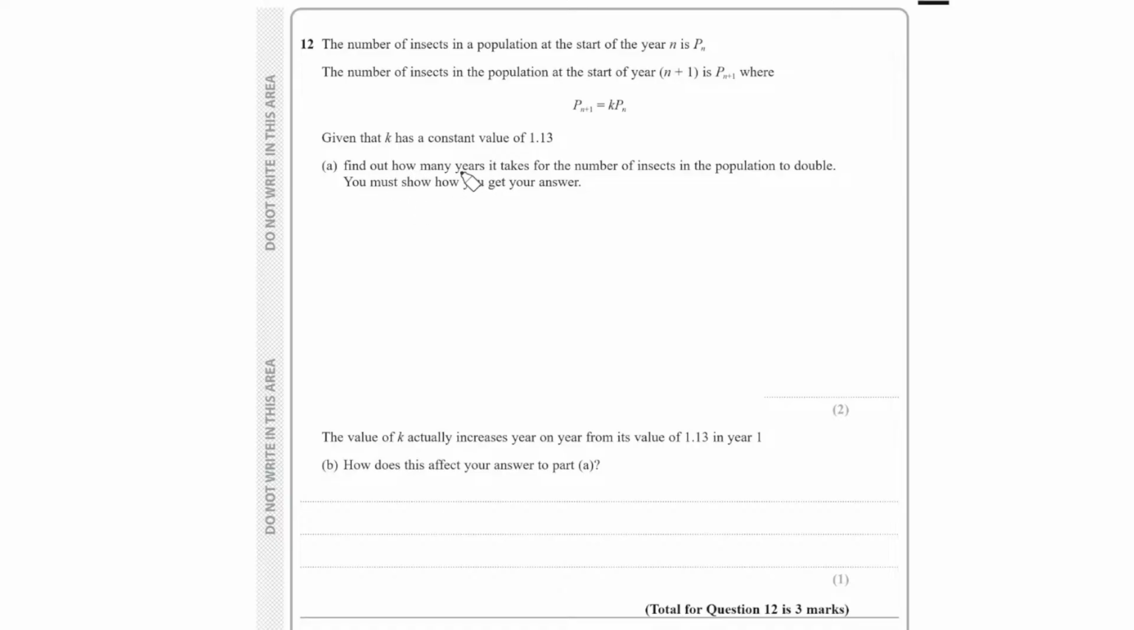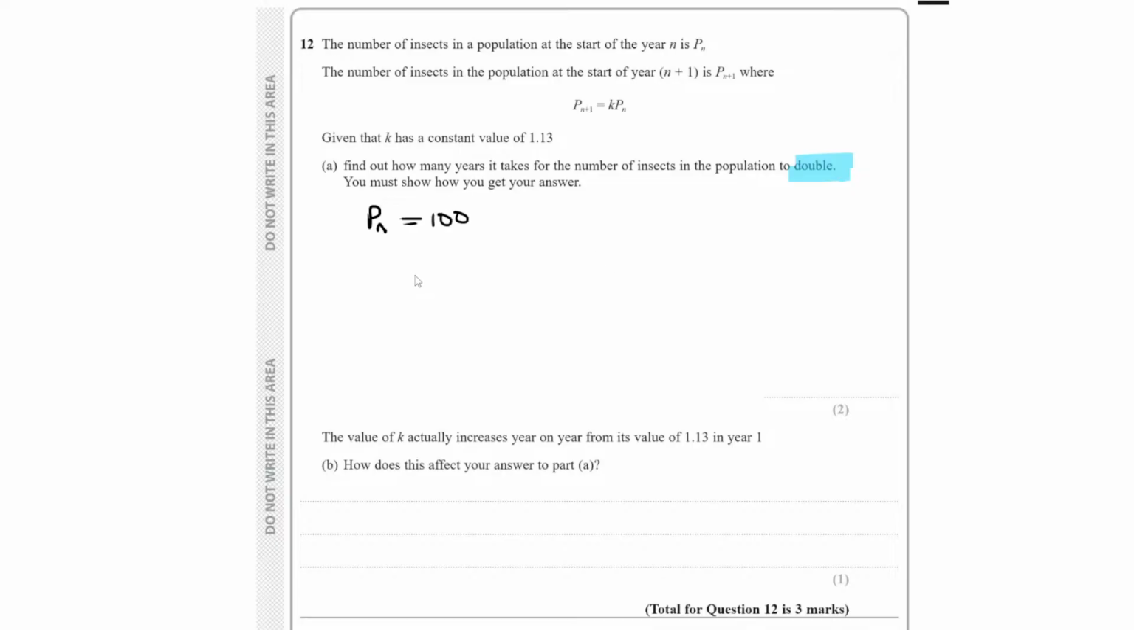So find out how many years it takes for the number of insects in the population to double. We've obviously not got a starting value or an ending value. In this case, as I said in the other ones, you could just start with 100, or you just look at the multiplier if you're confident with working with multipliers. Again, there are multiple different ways. You could say, let's say that Pn is 100. In order for it to double, it would have to become 200, wouldn't it?